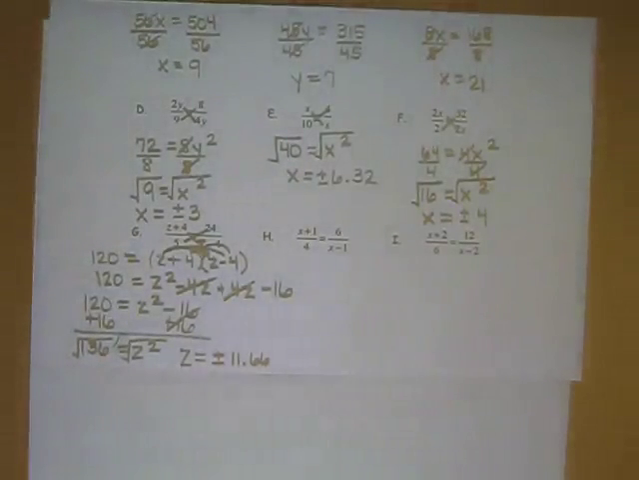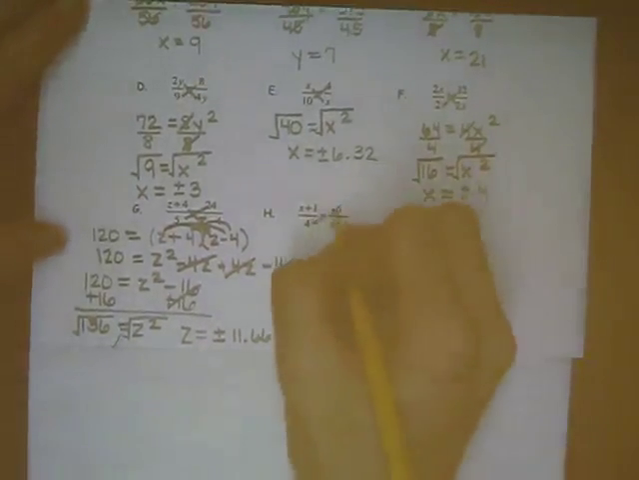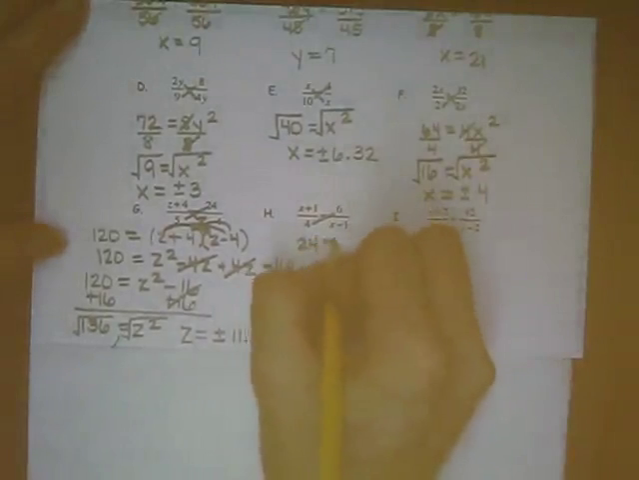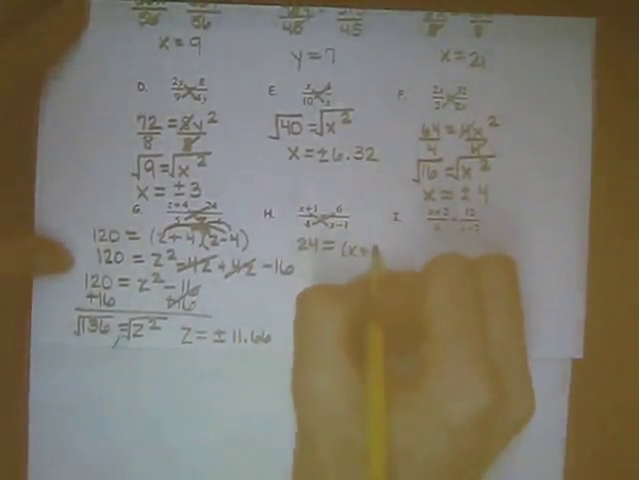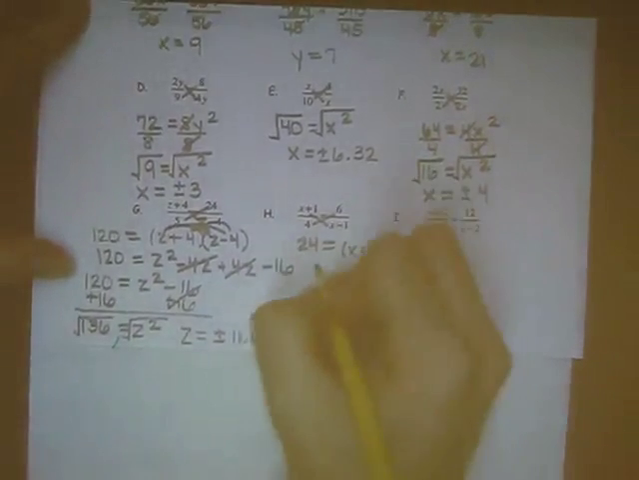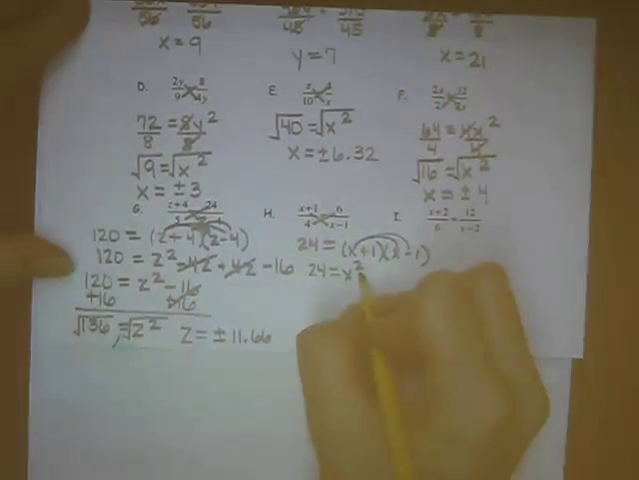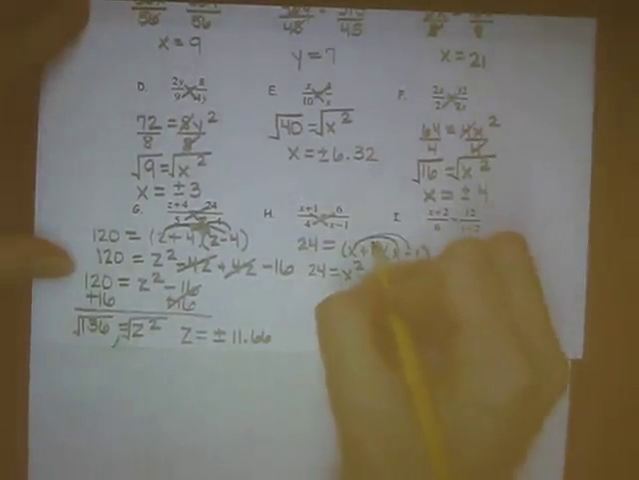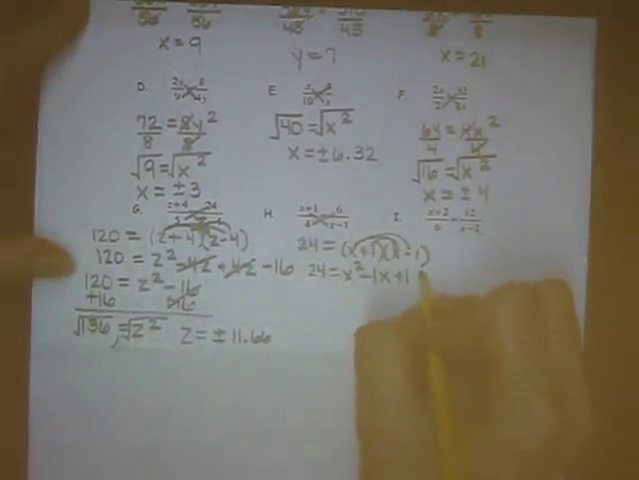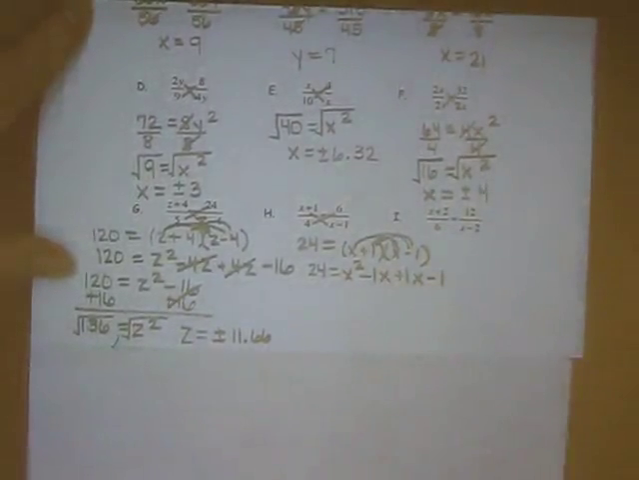Our next one is very similar. So the first thing we're going to do is cross multiply. So 4 times 6 is 24. If you cross multiply, x plus 1 times x minus 1, we are again going to FOIL there. So I have 24 equals x times x is x squared. X times negative 1 is a negative 1x. 1 times x is 1x, and 1 times -1 is -1.